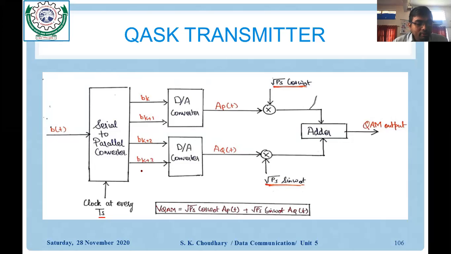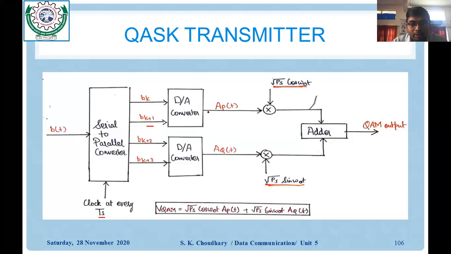Then these 4-bit registers are applied to the 2 digital to analog converters. The first 2 bits, b_k and b_k+1, are given to the upper digital to analog converter, and b_k+2 and b_k+3 are given to the lower digital to analog converter. And you can see that each symbol has a time period of Ts equal to 4 Tb. These 2 bits are presented to the upper and lower digital to analog converters.